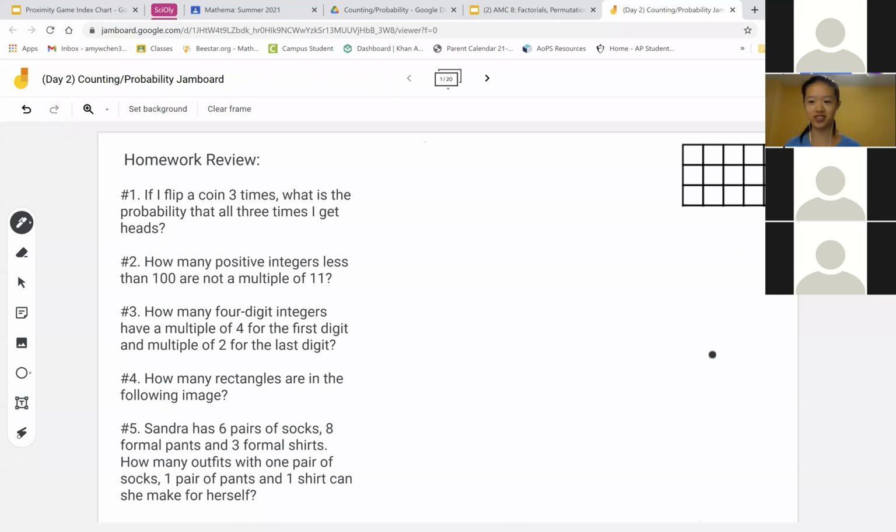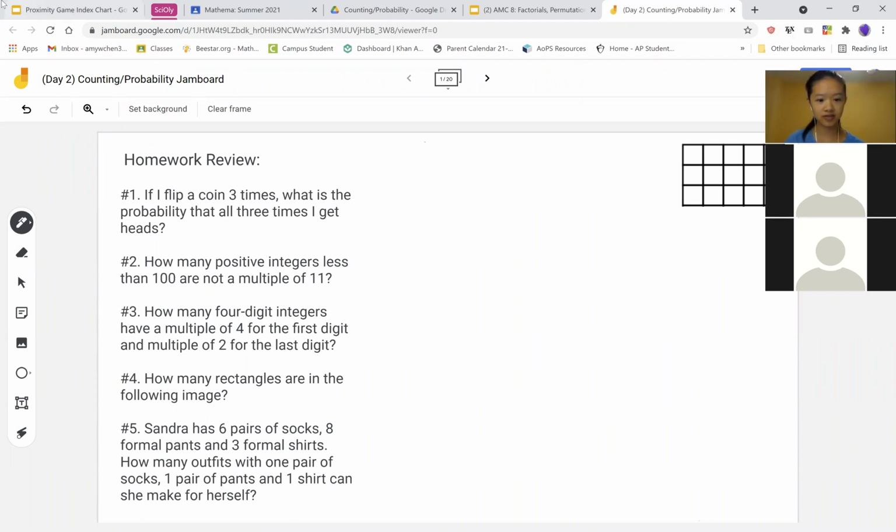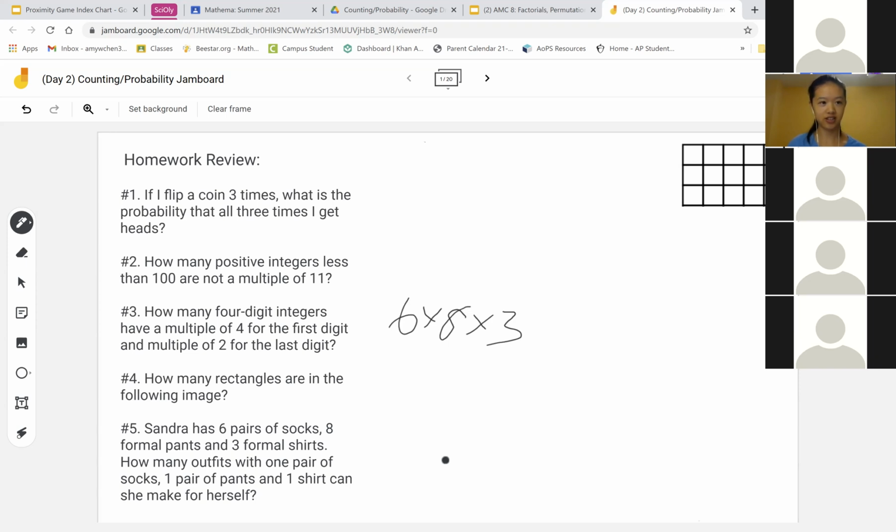Arjun, is your hand raised for this? Oh, Will, do you want to do it? I did 6 times 8 times 3, and so I got 1 over 144. Yeah, except careful about one thing. What's the question asking for? Is it asking for the probability or the total number of outfits? Total number of outfits. Yeah, so then what would the answer be?